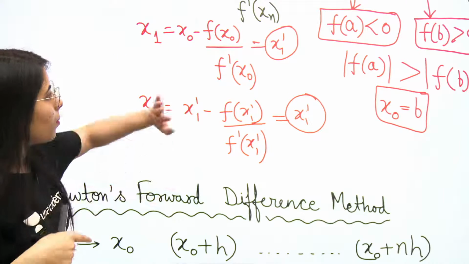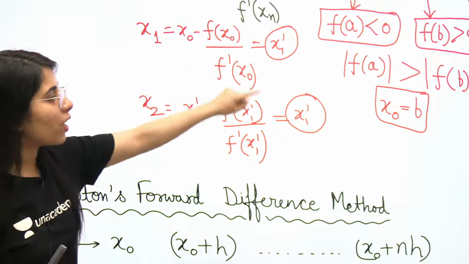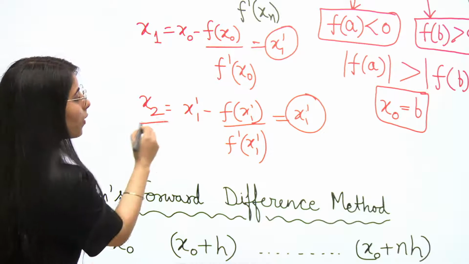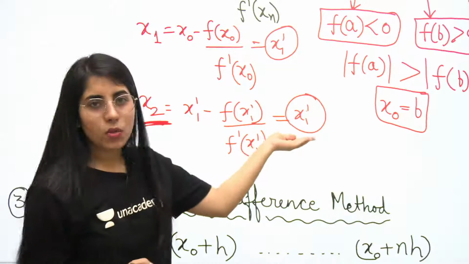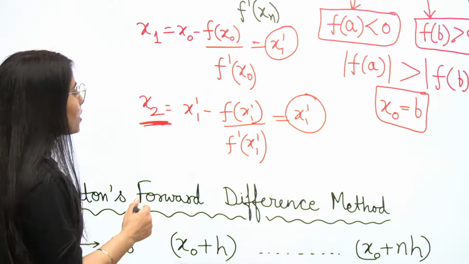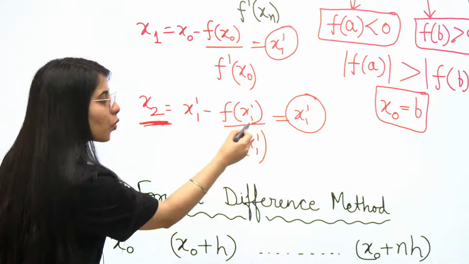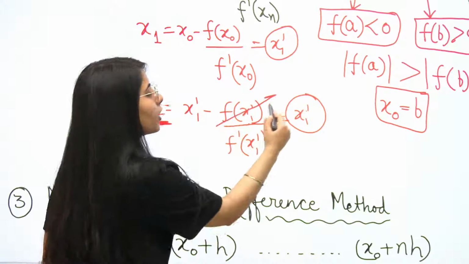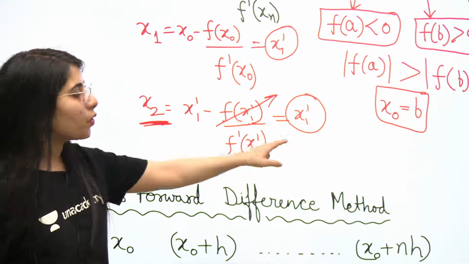Okay, the previous iteration value you have got was x1 dash, and now your next iteration value is the same as that one, that is x1 dash. Clear? So it means this x1 dash was the root of the given polynomial, and that's why this value you got equal to 0. So this is how you will get the root.